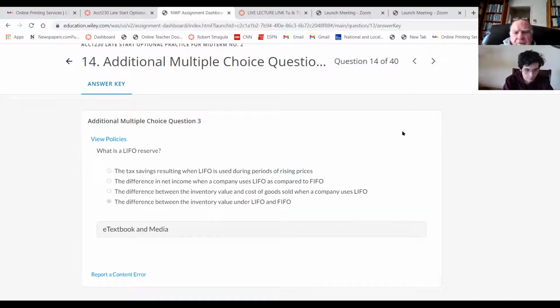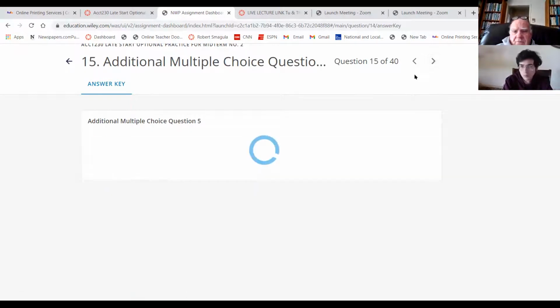What's the LIFO reserve? Just know what it is. It's the difference between the inventory value under LIFO and FIFO. You have a company and they use FIFO. They still have to compute LIFO to come up with the difference. You use FIFO for your regular business and LIFO for taxes. The difference between the two is the LIFO reserve. It's the difference between what it would be under FIFO and LIFO.